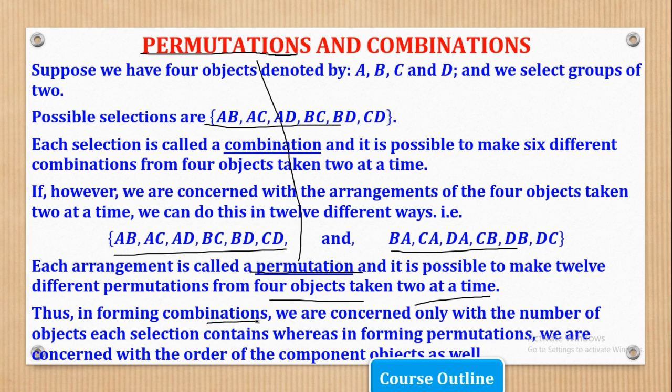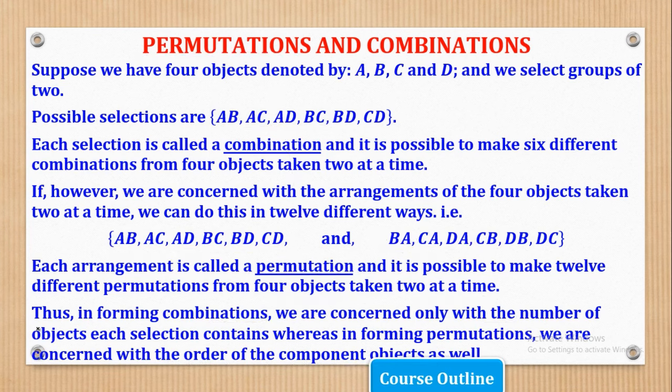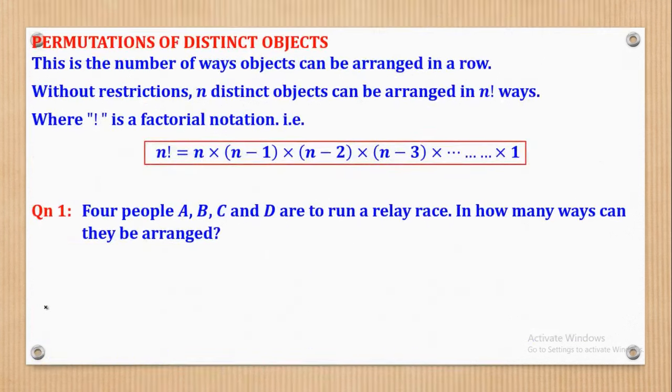Thus, in forming combinations, we are concerned only with the objects each selection contains. For example, here, as long as it contains A and B, that is a combination. But here, we mind the order. This one will be different from this. Whereas in forming permutations, we are concerned with the order of the component objects as well. So that is a brief introduction on the difference between permutations and combinations. Both topics will be handled in this video.